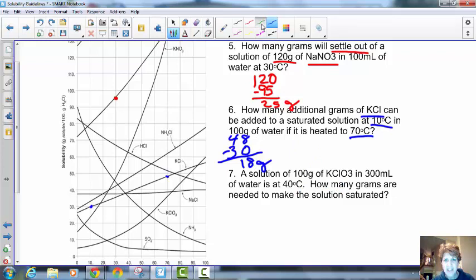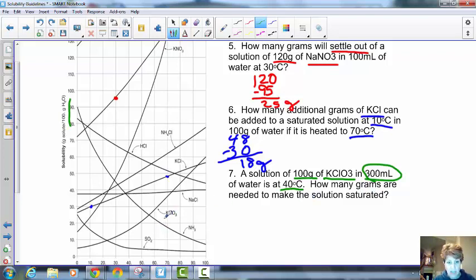Change it over to a new color. All right, a solution of 100 grams of, so I'm starting off with this many grams, and it's KClO3, and it's in 300 milliliters. As soon as I'm reading this, I'm going to circle it. 300 milliliters of water is not normal. It's normal to have 100 grams of water, so I've got 3 times the volume of water going on in my beaker, and it's at 40 degrees. How many grams are needed to make the solution saturated?